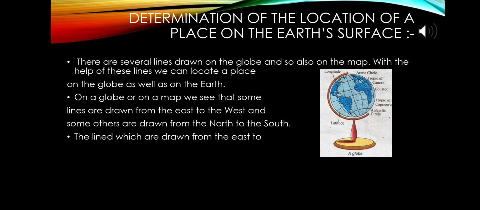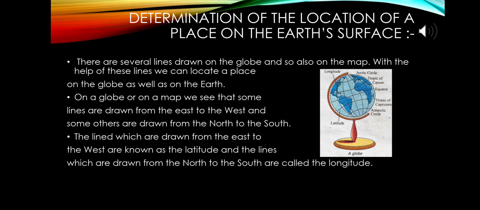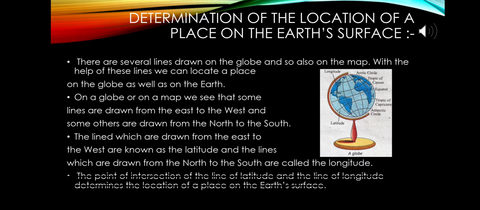The lines which are drawn from east to west are called latitudes, and the lines which are drawn from north to south are called longitudes. They intersect each other and form a grid shape. Square shaped, that is known as a grid, and the point of intersection of the line of latitude and the line of longitude determines the location of a place on the Earth's surface. As an example, the point of intersection of 22 degree 34 minute north latitude and 88 degree 24 minute east longitude determines the location of Kolkata. Okay.